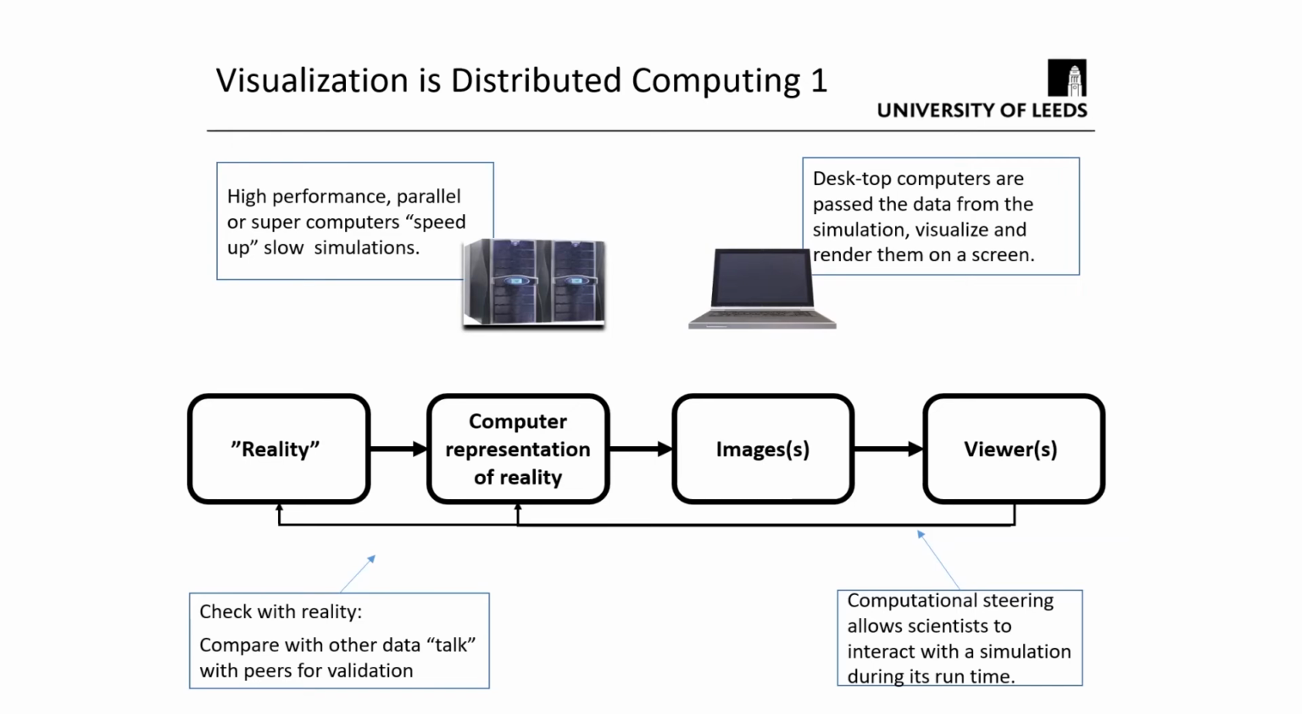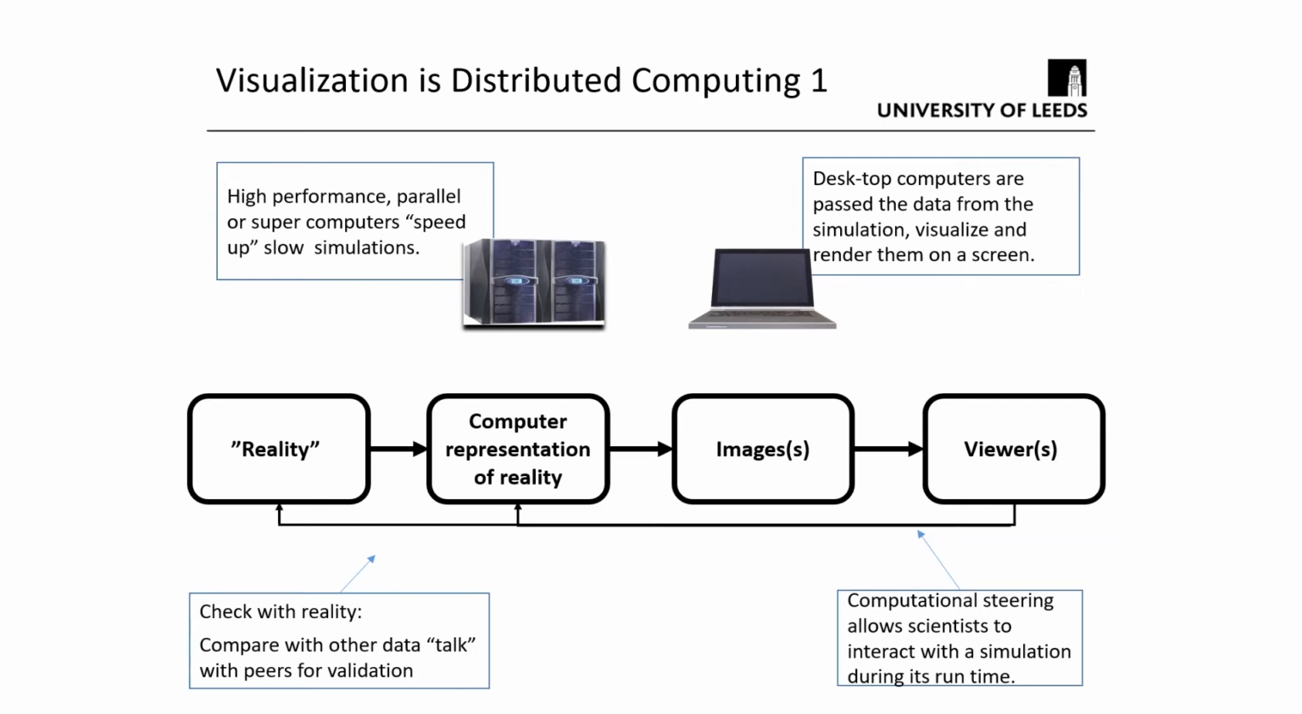At the end of the simulation, you could save the data and then pass it to your laptop, or you could stream it directly to your laptop and just read in the input data and visualize that. And then you can steer the simulation to alter the computer representation of reality, but you always need to go back to reality, images or other data, to check that the simulation is correct.